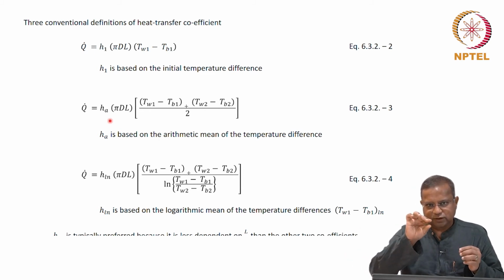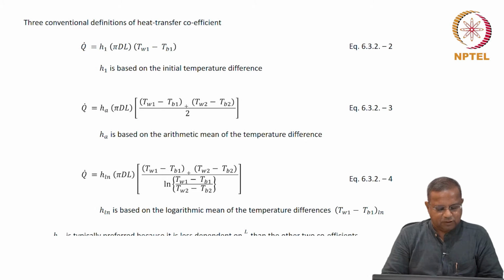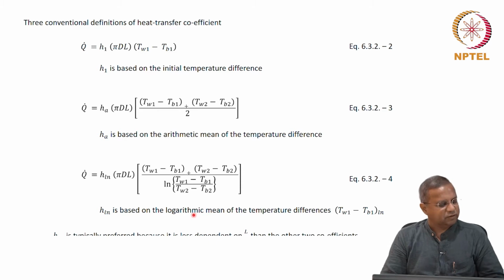In other words, it is a very thin, small radius pipe, a long pipe, or a long pipe with a reasonable diameter and so on. That is the L by D factor. This H ln is not usually dependent on L by D as much as the other two. That is the reason why this is preferred. I think we are going to use this.